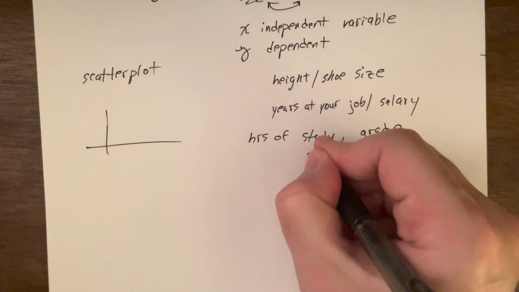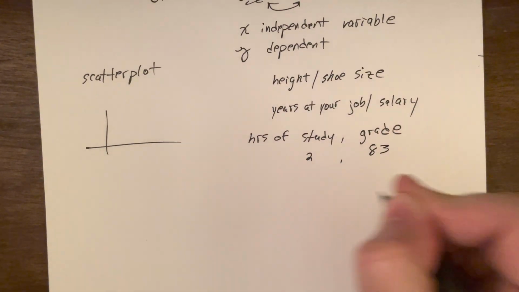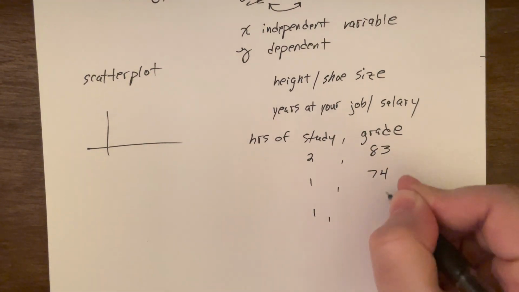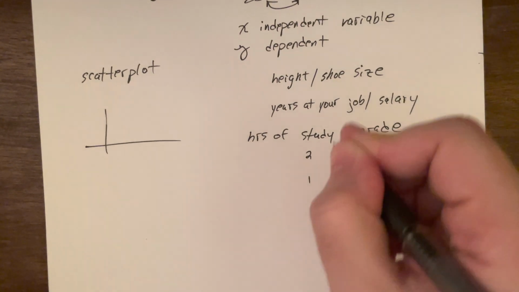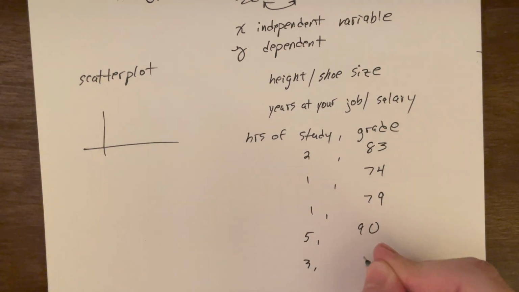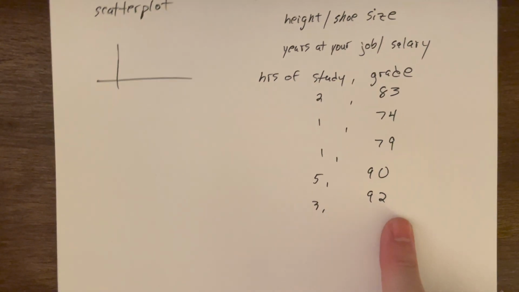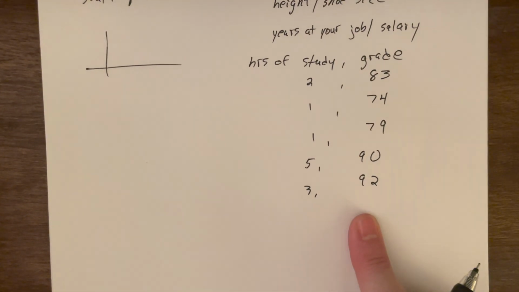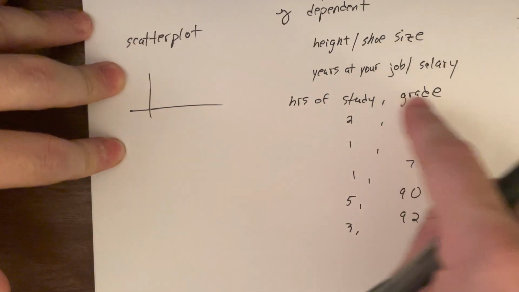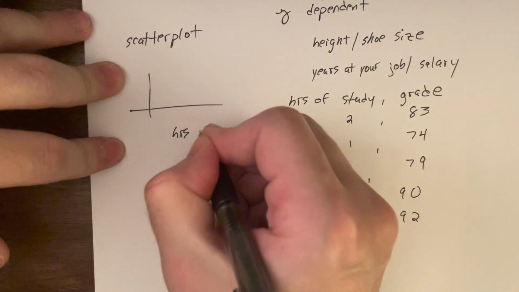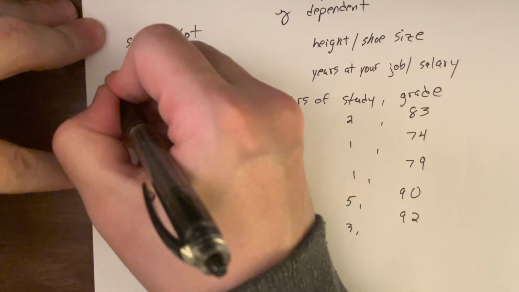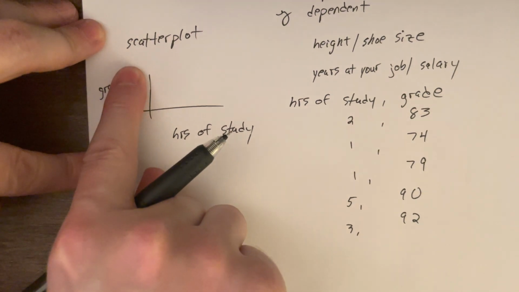So I had somebody who studied for 2 hours, got an 83. Somebody who studied for 1 hour, got a 74. Somebody else who studied for 1 hour, got a 79. Somebody who studied for 5 hours, got a 90. Somebody who studied for 3 hours, got a 92. There's just a few values. Again, I don't want to go too crazy here. We'd have to get some scale here. Here I have it set up. Hours of study is the X, and then grade on the exam would be your Y.